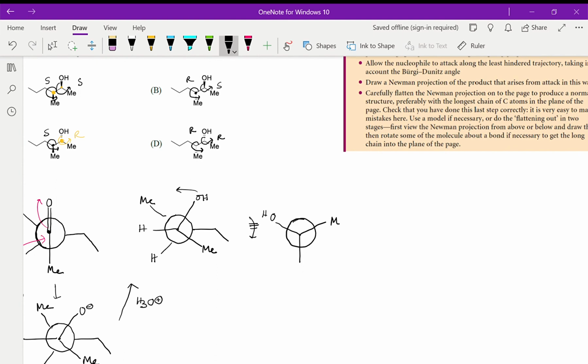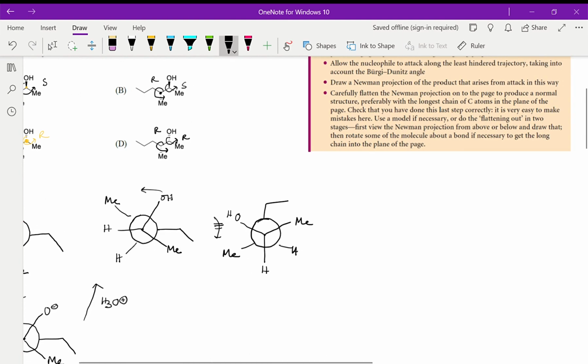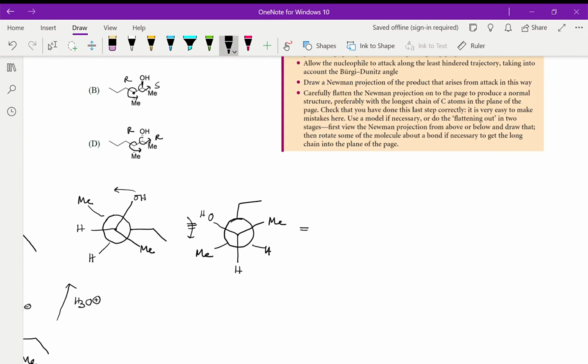Now your Me will come here, isn't it? Okay, like that. Your ethyl will come here, your Me goes in there, and H goes in there. Alright, now let us draw the, so this is almost in anti-staggered, so we will draw the eclipsed form.